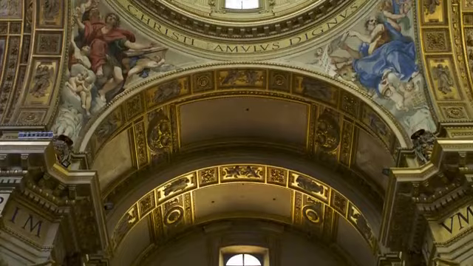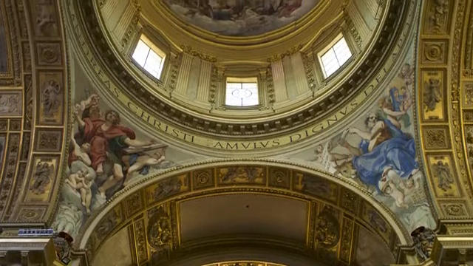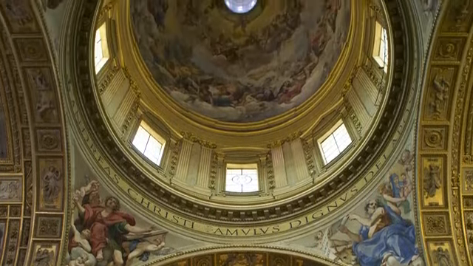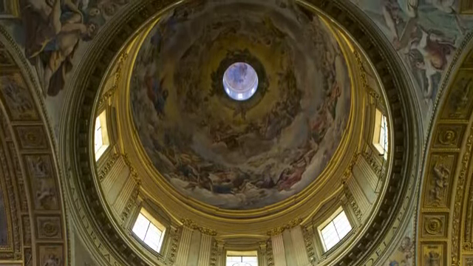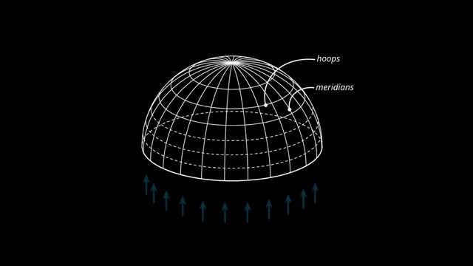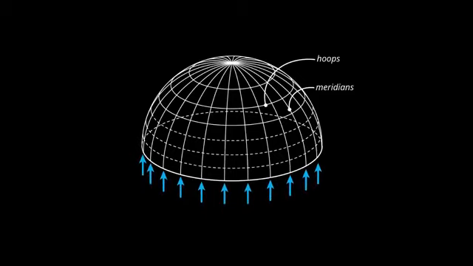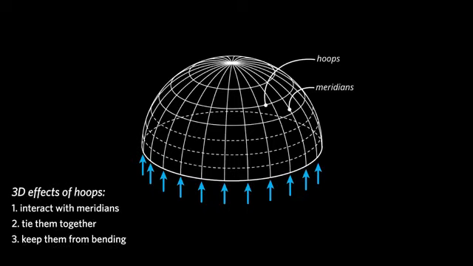Now let's apply this very general idea of arches to domes. A spherical dome is the simplest type of dome, but it is not the ideal shape of an arch, meaning a dome is spherical or circular. It is not parabolic. The loads in a spherical dome are carried by meridians and hoops. The meridians can be thought of essentially as arches. It carries the gravity loads to the supports. But the loads in a dome are transferred to the supports much more efficiently than a series of 2D arches due to the 3D effects of the hoops, which interact with the meridians, tie them together, and keep them from bending.